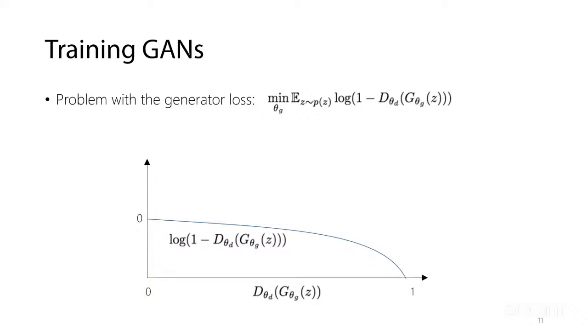And the problem happens at the beginning of the training stage. At the beginning, the discriminator is not very good at doing things. Sorry, the generator is not very good at doing things. So whatever gets generated by the generator, it'll be pretty easy for the discriminator to discriminate that, which means the output of D of G is going to be likely some small number. Okay. But why is that a problem?